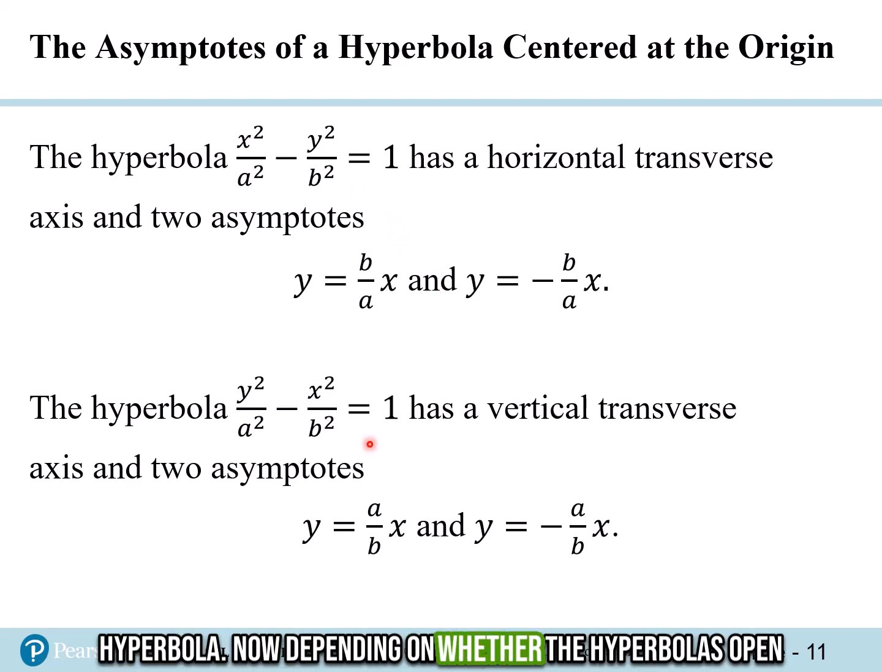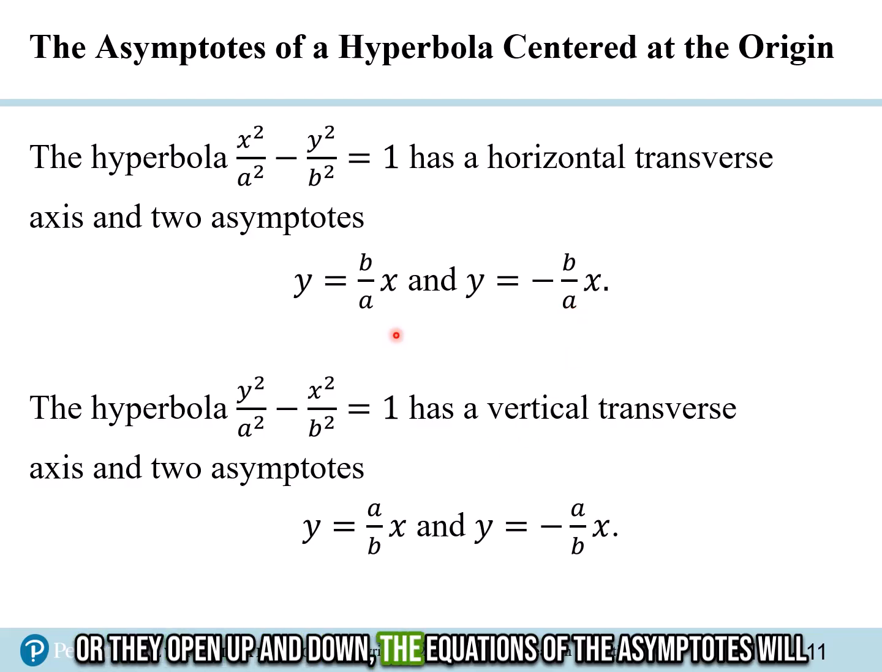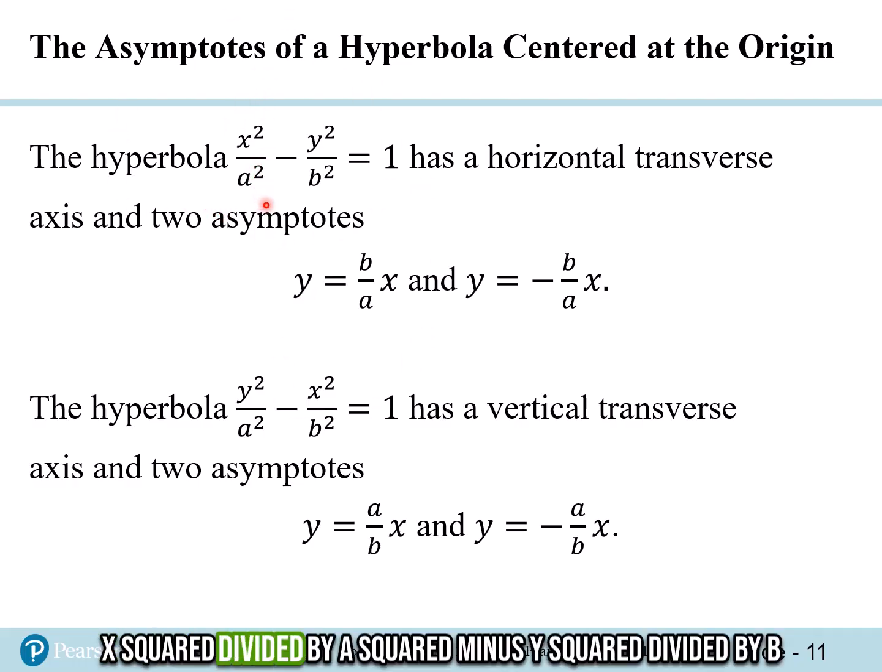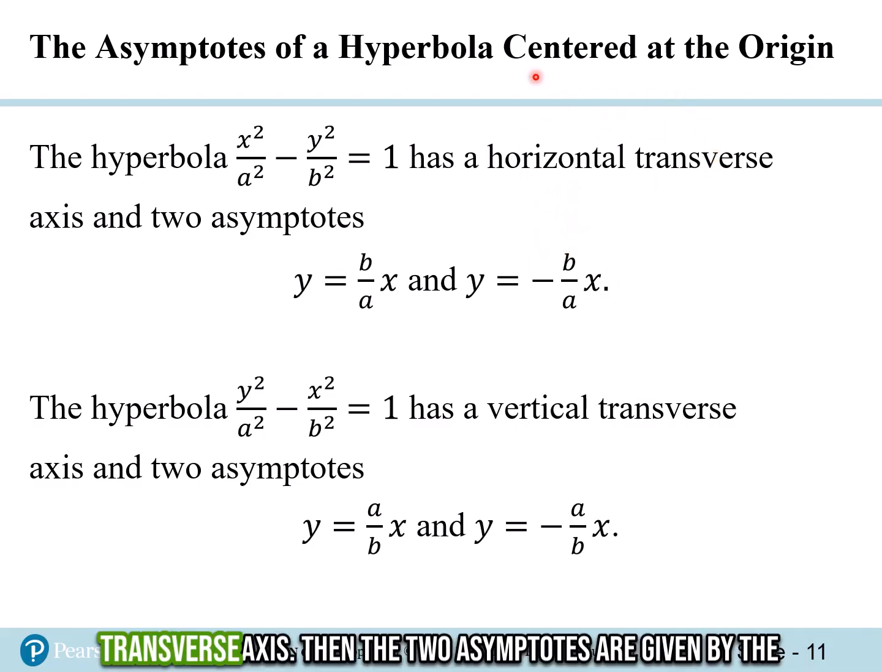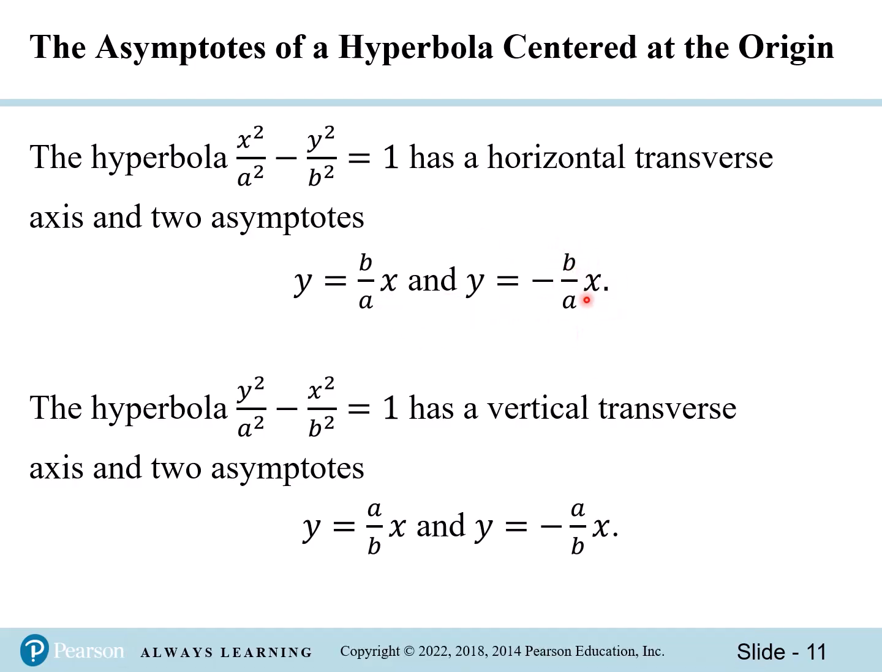All right. We will now learn how to identify the asymptotes of a hyperbola. Depending on whether the hyperbolas open sideways or they open up and down, the equations of the asymptote will differ. If the hyperbola has the equation x squared divided by a squared minus y squared divided by b squared equals 1, that means they intersect the x-axis. They have a horizontal transverse axis. Then the two asymptotes are given by the equations y equals b divided by a times x and y equals negative b over a x.